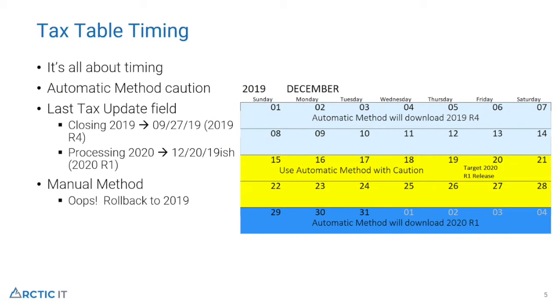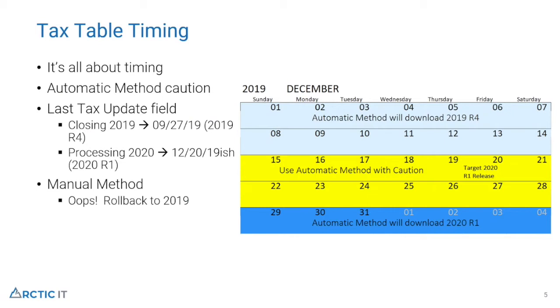So when closing 2019, you're going to want to make sure you have a date in there of 9/27/19, which is the 2019 round 4 tax table update. That's the date that you're going to want to see. If you see anything else, you're going to want to make sure you get updated to that particular date.